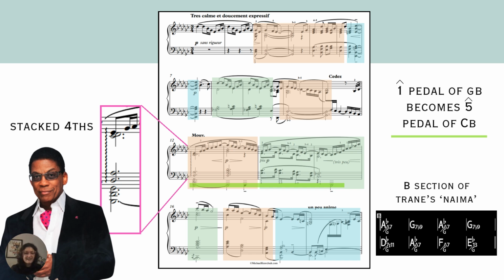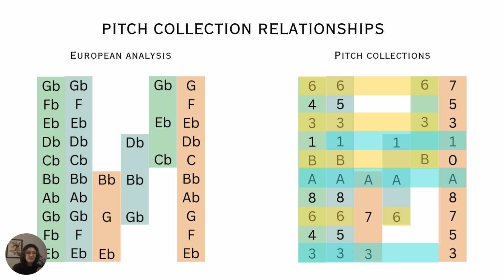Okay, so let's get into actually the meat and potatoes of this, which is how do these three modes relate to each other? Now, in traditional European analysis or jazz analysis, we'd be looking at note names. And I've put the note names for you on the left, but frankly, nobody should ever have to read in C flat. So I've put it in terms of the pitch collections instead, using the number system.